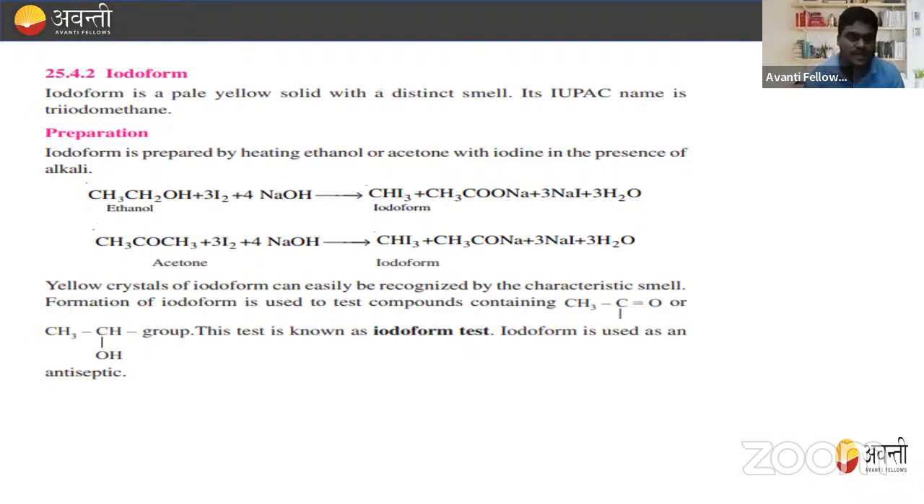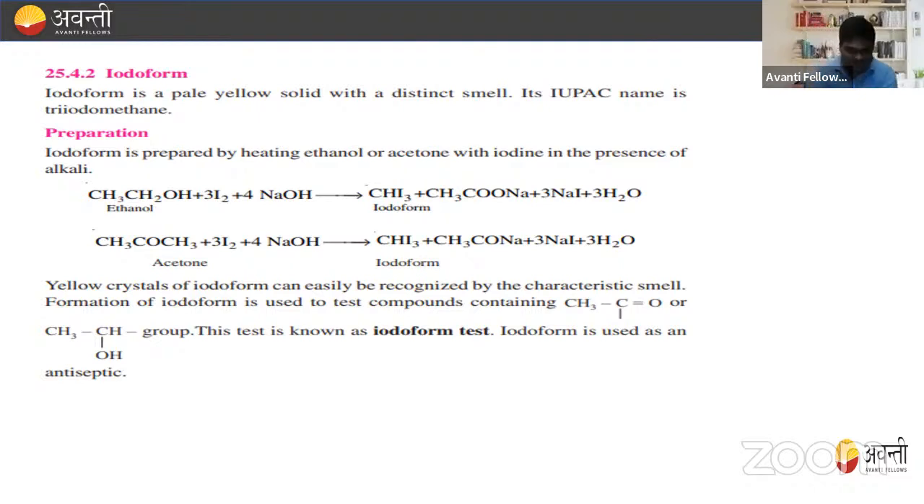Now what is iodoform? Iodoform is a pale yellow solid with a distinct smell. Its IUPAC name is triiodomethane. How will you prepare iodoform? Iodoform is prepared by heating ethanol or acetone with iodine in the presence of alkali. When ethanol is treated with I2 and NaOH, we get iodoform. Similarly, when acetone, CH3COCH3, is treated with I2 and NaOH, we get iodoform as well. So from ethanol and from acetone, we can prepare iodoform.